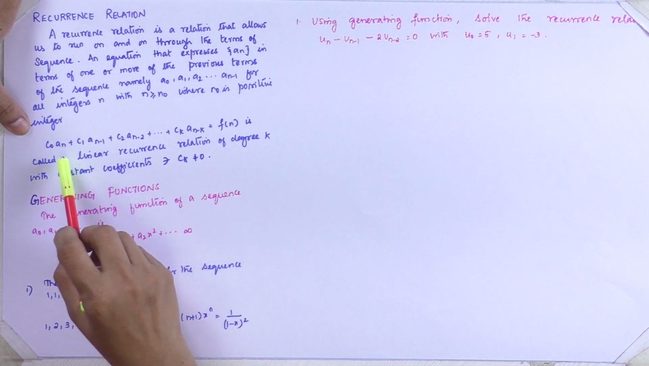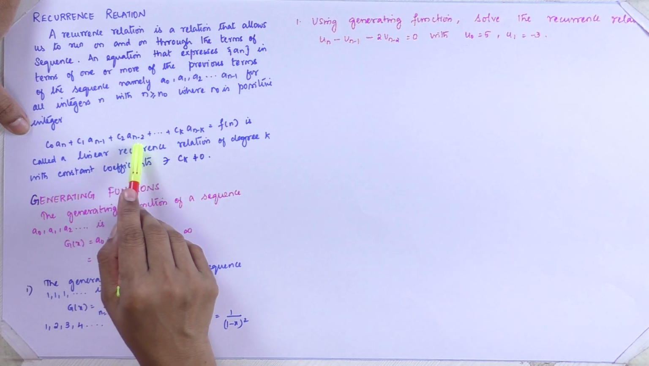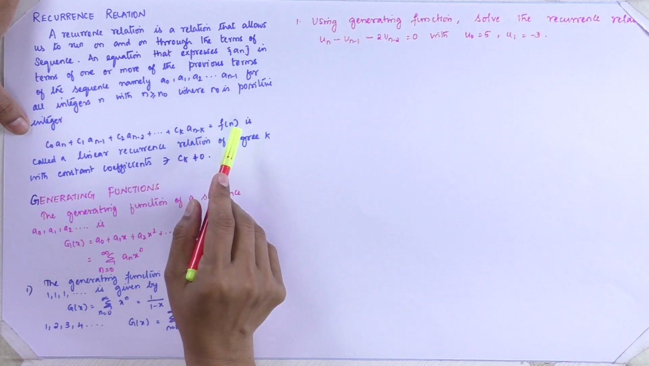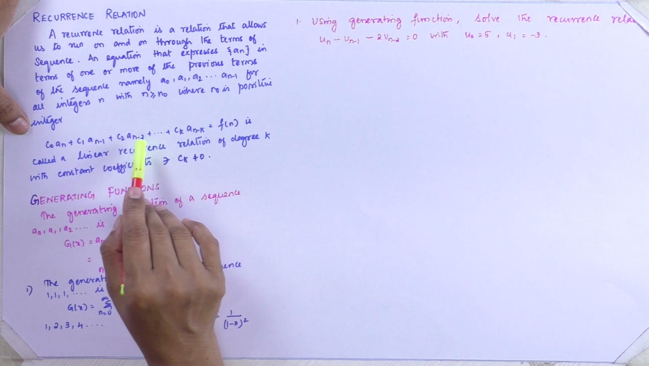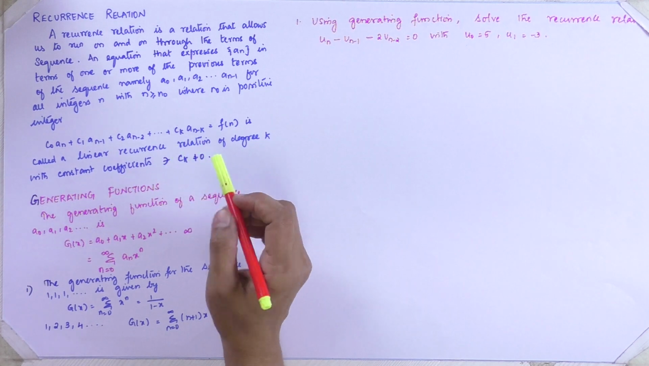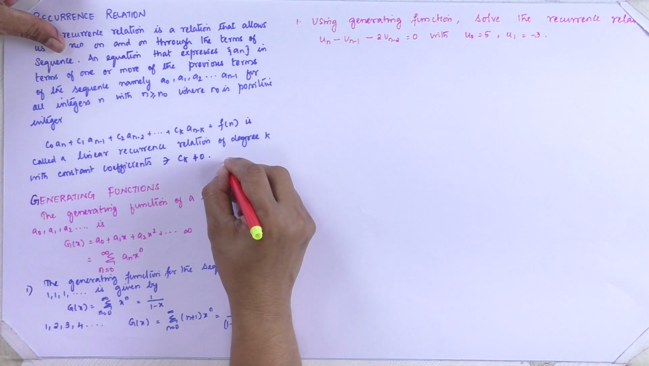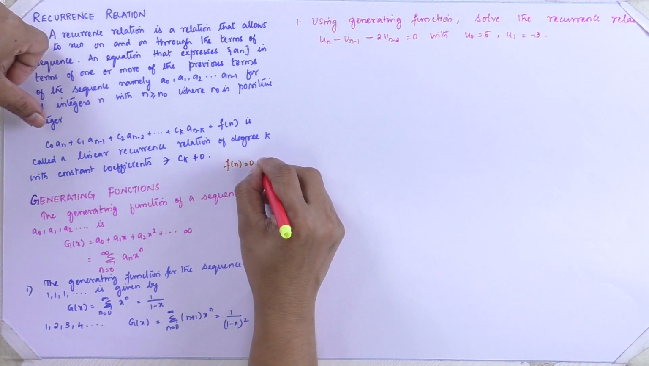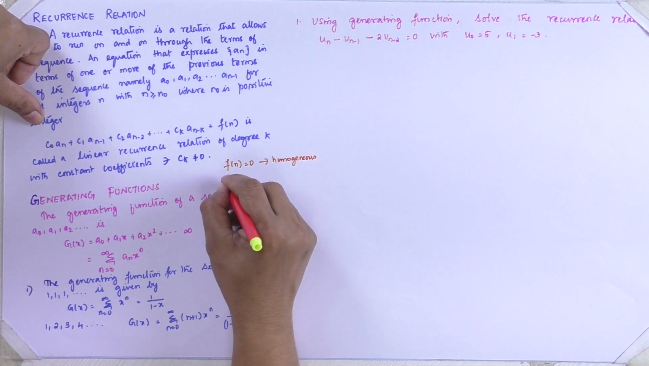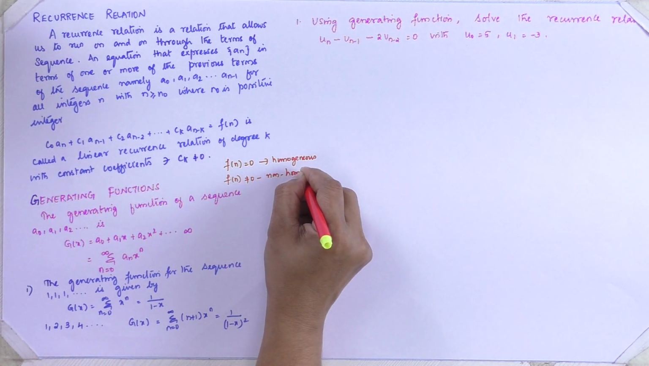Let us see, right? We will have an equation as C_0 a_n plus C_1 a_{n-1} plus C_2 a_{n-2} plus so on, C_k a_{n-k}, is equal to f(n). Now, this is called a recurrence relation, and this will be called a homogeneous recurrence relation whenever our f(n) is equal to 0, right? Whenever our f(n) is equal to 0, the equation will be called a homogeneous recurrence relation, and whenever our f(n) is not equal to 0, it is a non-homogeneous recurrence relation.